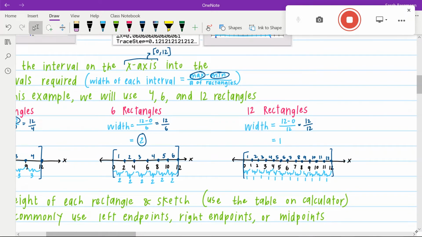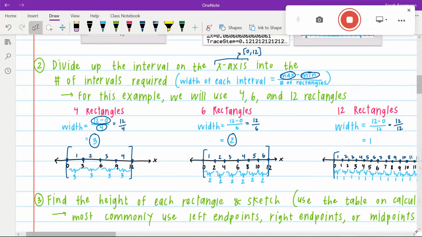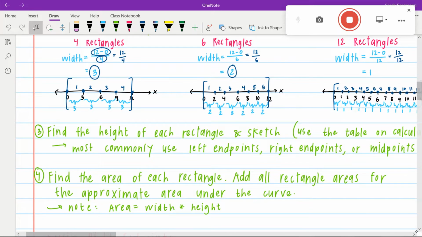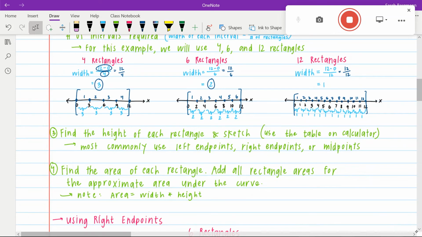Once you have your x-axis split up, the next step is to find the height of each rectangle and sketch it out. So you want to use the table on your calculator to find the heights. Most commonly, you're going to use the left endpoints, right endpoints, or midpoints to find the heights for each rectangle. But you don't have to. You could have used any point inside the interval.